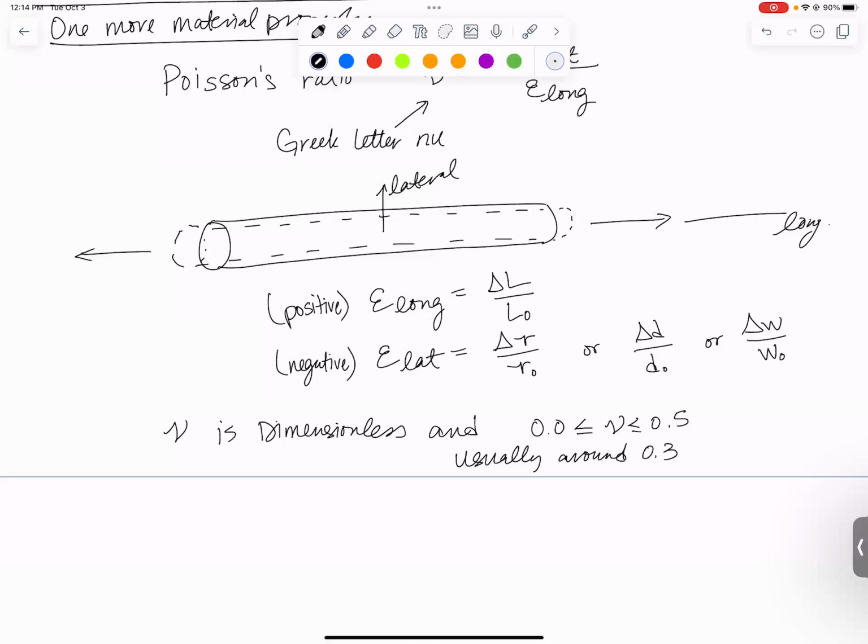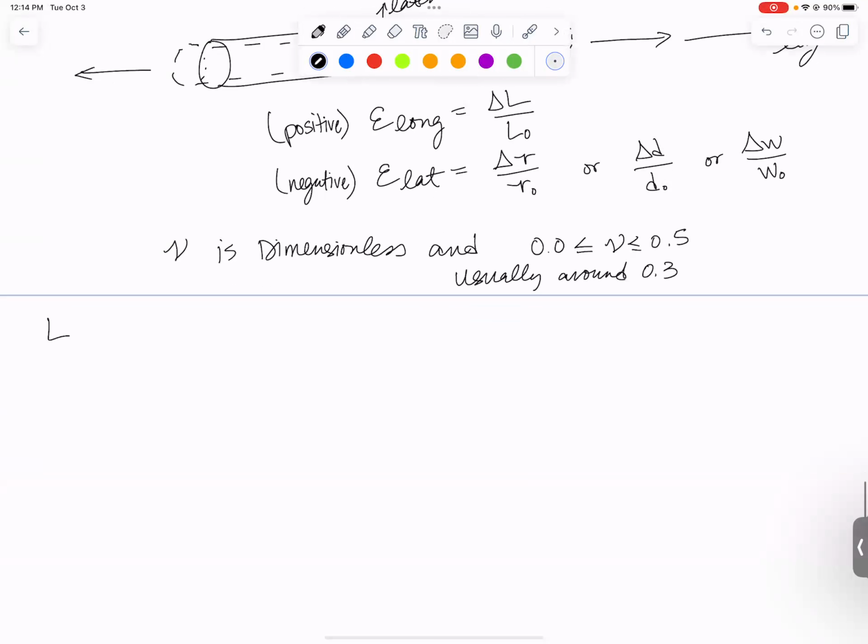For a large number of engineering materials. All right, so let's do one more example and then call it a day. Example 3.